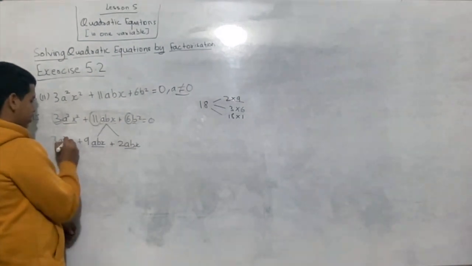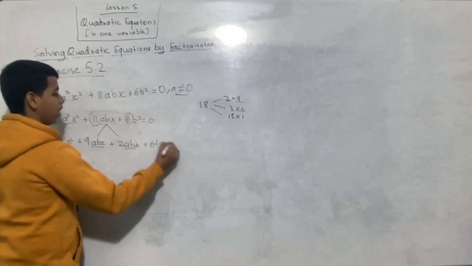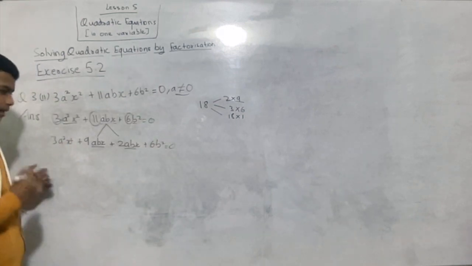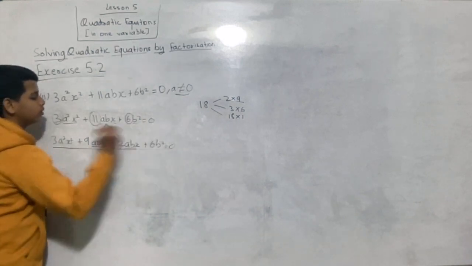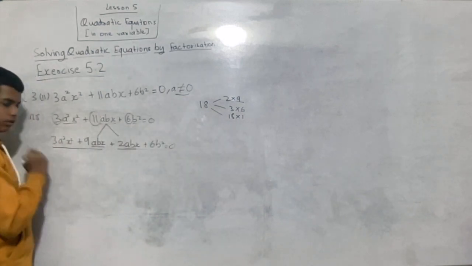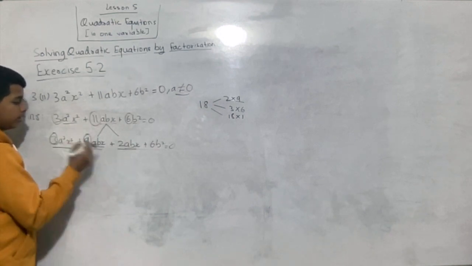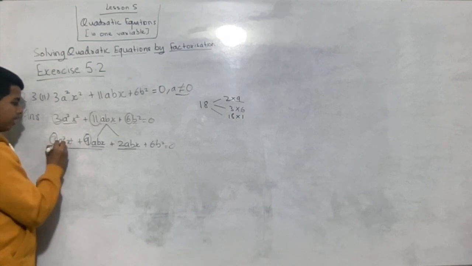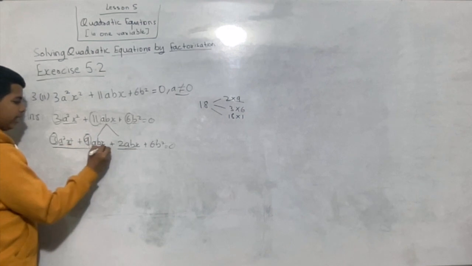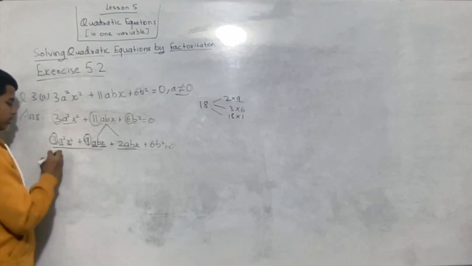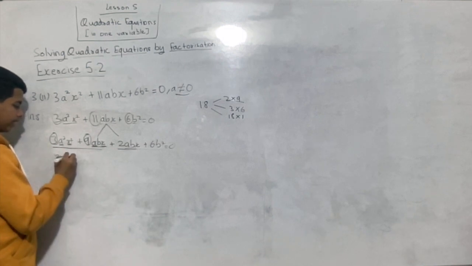Here is 3a square x square plus 9abx plus 2abx plus 6b square. Now it is much easier to solve it. Now how can we solve it? We can just take these two together and these two together. What is common here? Just notice what is common. 3 is common. Yes, 3 is common because 3 is a factor of 9. a is common. x is common. So we will take this out. So we will take 3, we will take a, and we will take x.